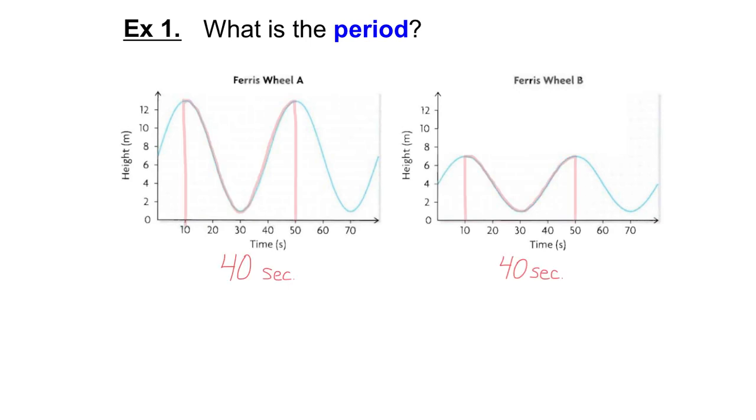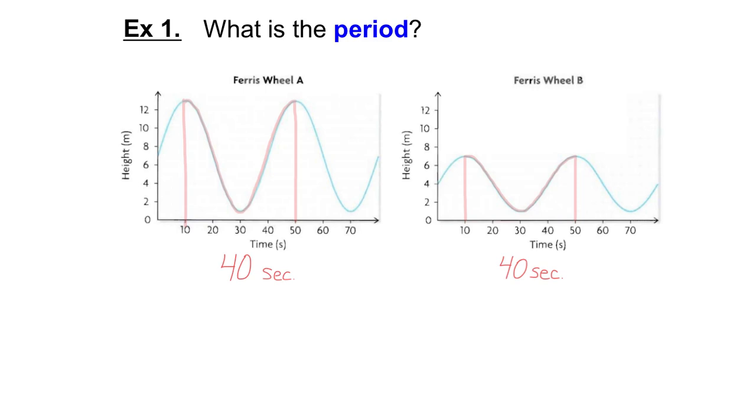Well, remember, the period is the length of one cycle. So for both of these, I can figure out how long one cycle is by going from peak to peak. From 10 to 50, that's a span of 40 seconds. And it's the same for each one. So both these Ferris wheels have the same period.